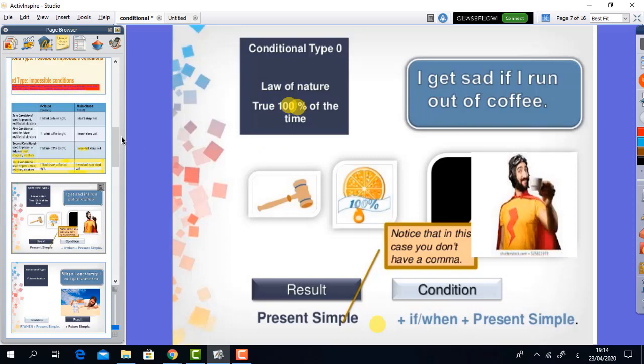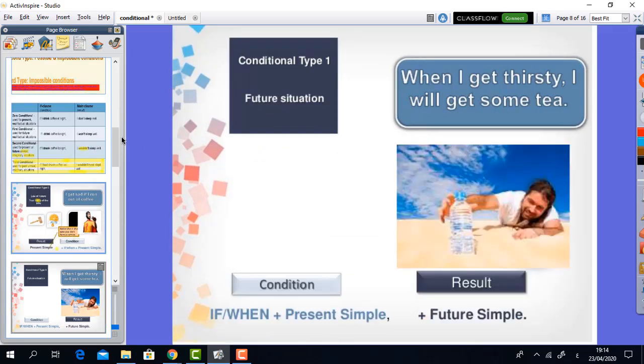And now let's go to conditional type 1. It is about future situations, even if they are so near to the present. The form: we have an if clause which begins with if or when and is followed by a present simple verb, a comma, and the main clause. Note that the verb of the main clause is in the future simple, future will.